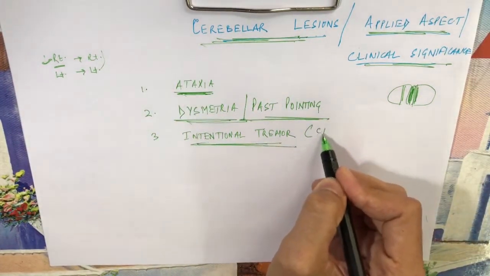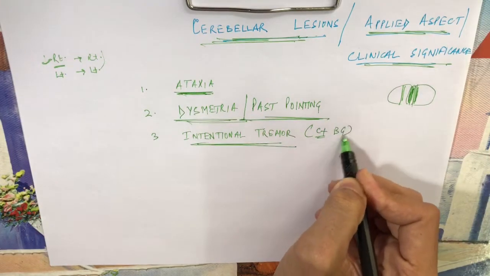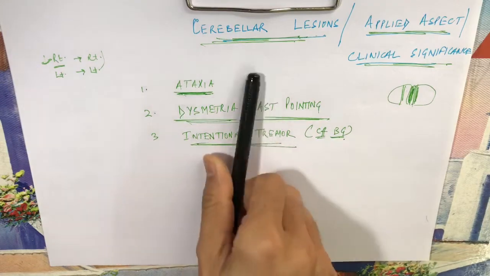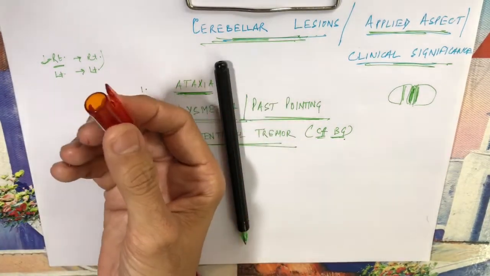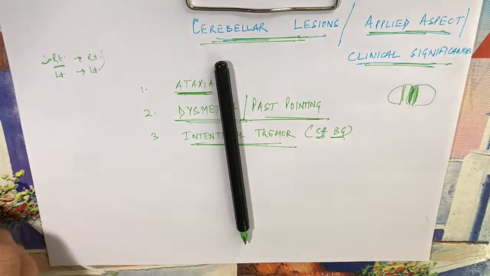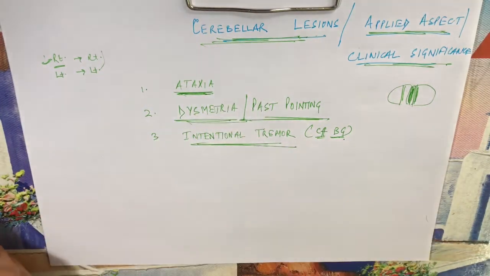And compare that with the basal ganglia. In the case of the basal ganglia, there was resting tremor, right, pill-rolling tremor, as if you have provided a pill and the patient keeps on moving the fingers in this way. Okay. So that is the intention tremor, the third one.